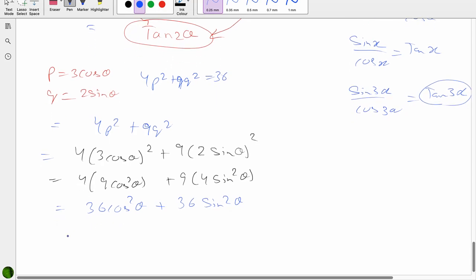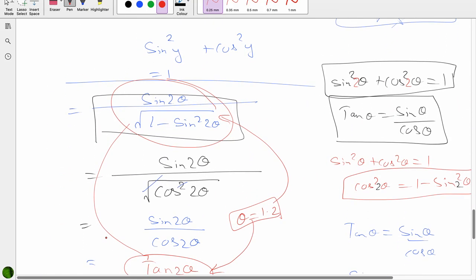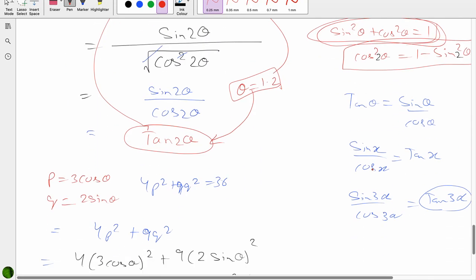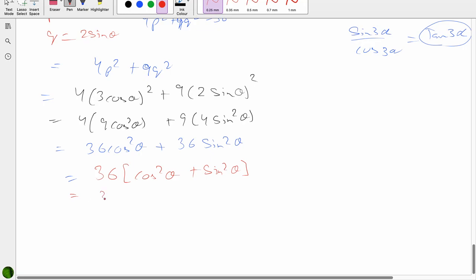Now you take out 36 as common, and we are left with cos squared theta plus sin squared theta. And what was our first identity? Sin squared theta plus cos squared theta is equal to 1. So just replace it with 1 and shown. Is this thing clear?